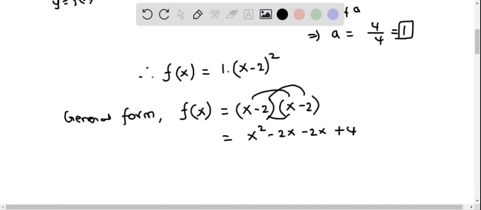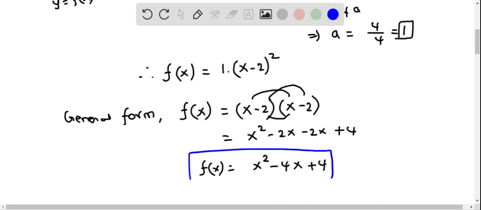So we get x squared minus 4x plus 4. So this is the quadratic function f(x) = x^2 - 4x + 4 in general form.